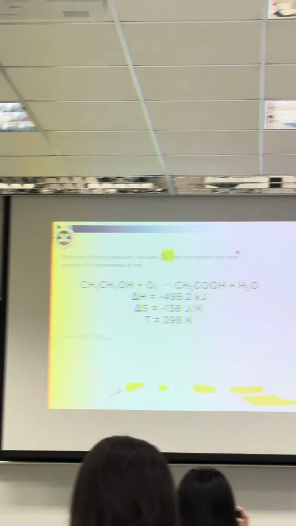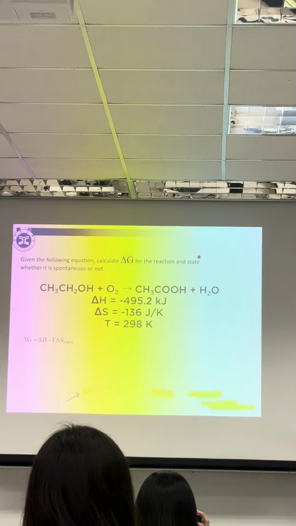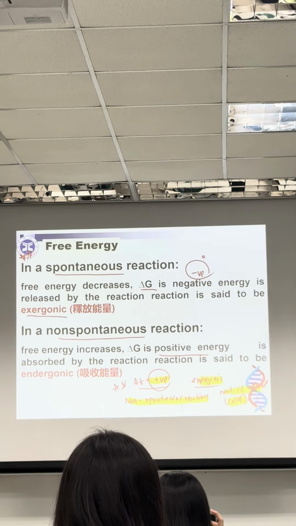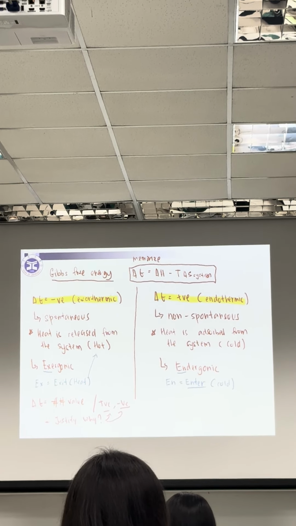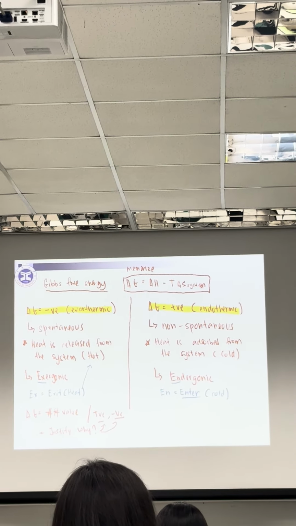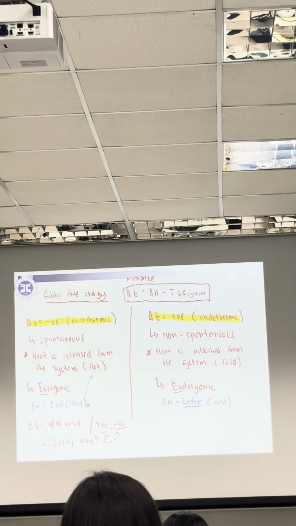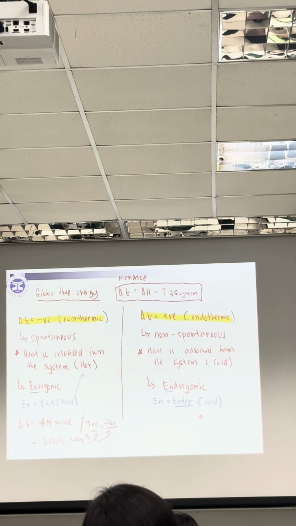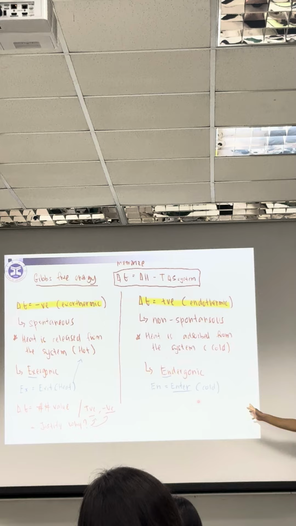So substitute all the values that are given in the question into the Gibbs free energy equation, and then explain. If it's negative, this is how you need to explain. If it's positive, this is how you need to explain. Clear, easy.